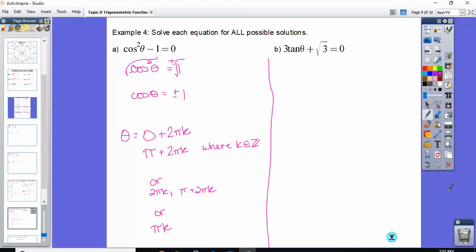Alright, B. We need to first get our tangent by itself. So I will subtract my radical 3, and then I will divide by 3.